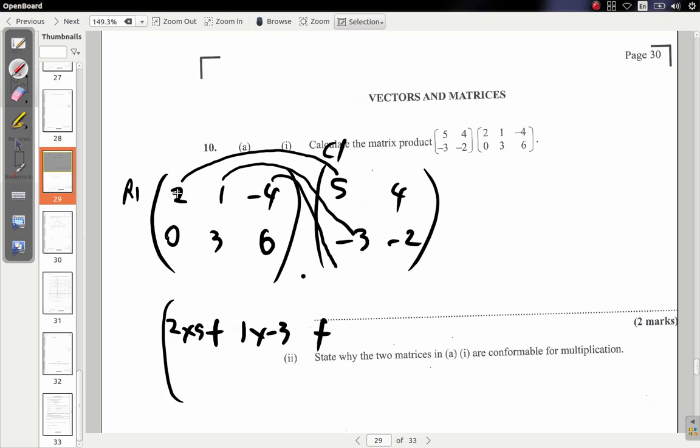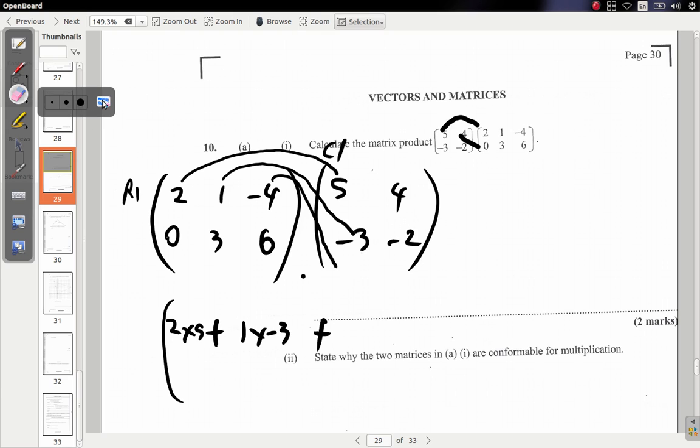In this case, you have 3 elements in the row of the first, but only 2 elements in the column of the second. Can't do that, can't multiply. But in this case, it works. First times first plus second by second, and that is it.